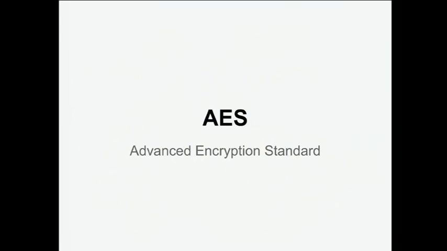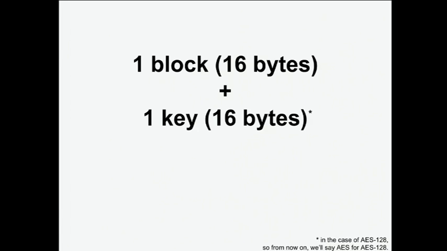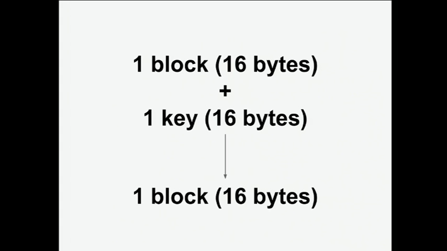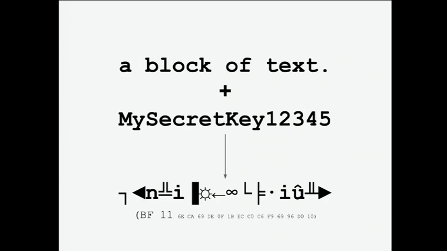So let's start really, really slowly with AES, Advanced Encryption Standard. I don't care about how it's inside. AES is a block cipher. It takes a block of 16 bytes and a key of 16 bytes in the case of AES 128, which is what I will use from now on, but it doesn't really matter. Then it returns as output a different block of 16 bytes. So, for example, a block of text and a key give you something starting with BF11, whatever.